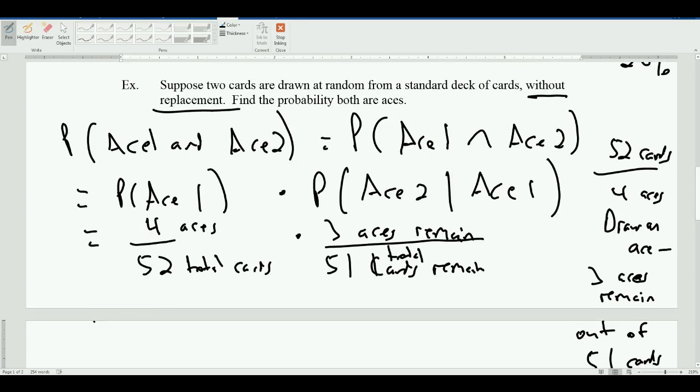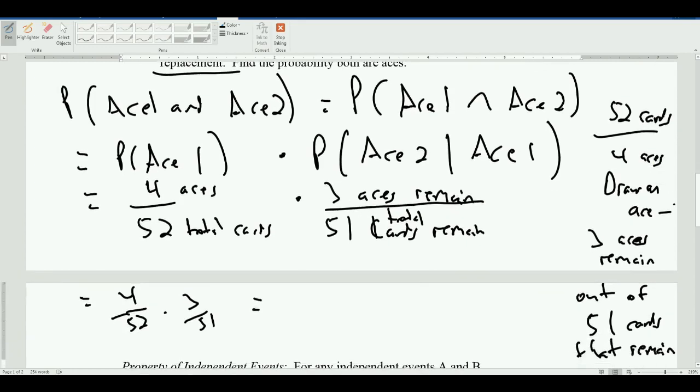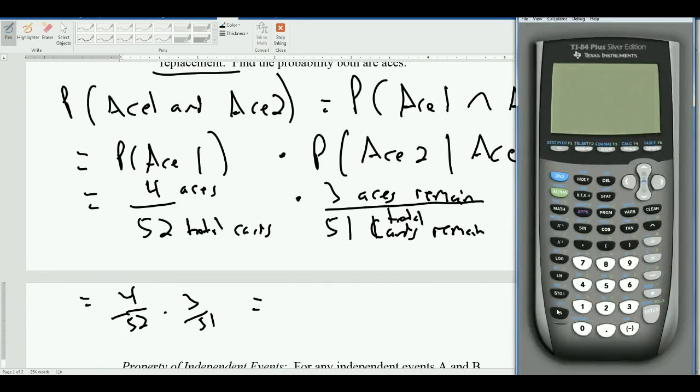So essentially all you're doing is taking 4 out of 52 times 3 out of 51, multiplying those together, and then converting it to a basic fraction. I'm going to take my calculator, because I like my calculator, and put these in parentheses: 4 divided by 52 times 3 divided by 51. Or I could just multiply the top and get 12 over something, or just hit math, enter, enter.